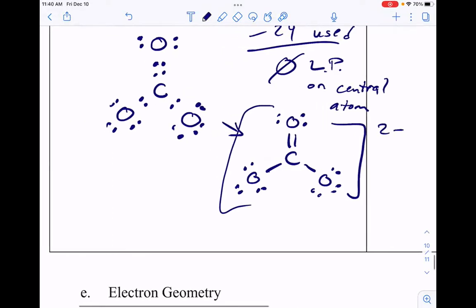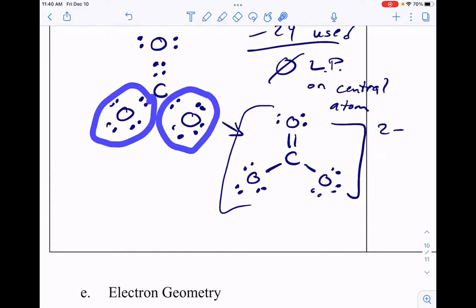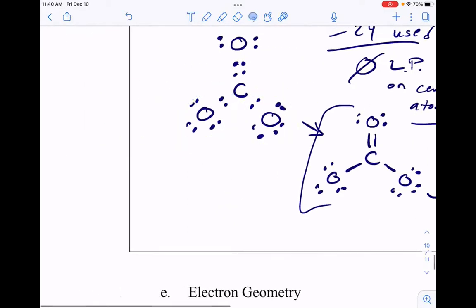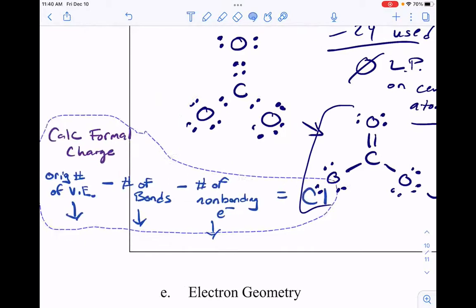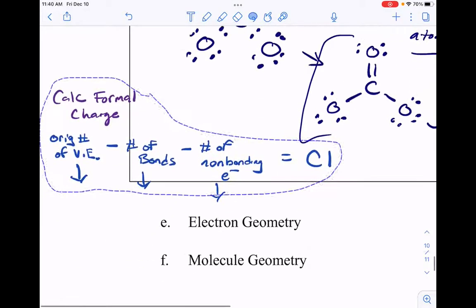Okay. Now, for this example, if you were to calculate the formal charge of carbon, the formal charge of carbon is 0 in this specific state. And so where is the negative coming from? The negative is actually coming from the formal charges of these two oxygens. And so I can go ahead and quickly prove that to you, just very quickly here.